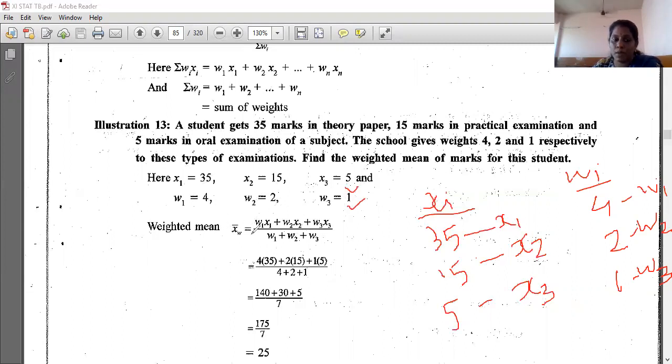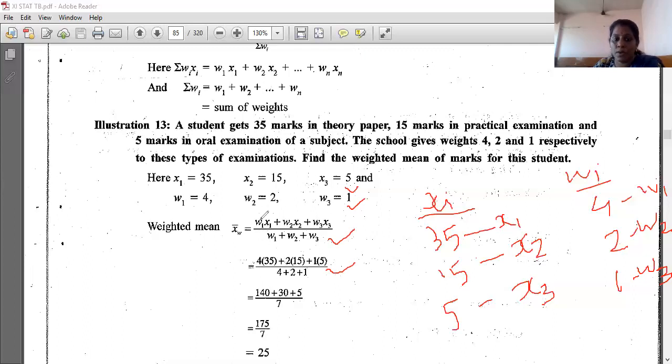Now x bar w. The formula for x bar w is w1 x1 plus w2 x2 plus w3 x3 upon w1 plus w2 plus w3. Don't write x bar 2, write x2, because it is an observation, not a mean. First you have to write the formula, then substitute the values in the formula.